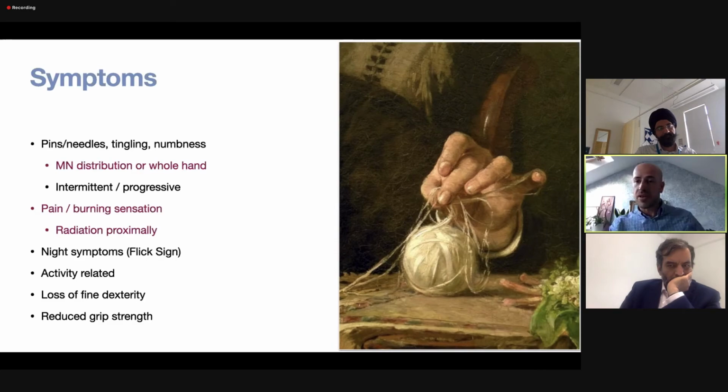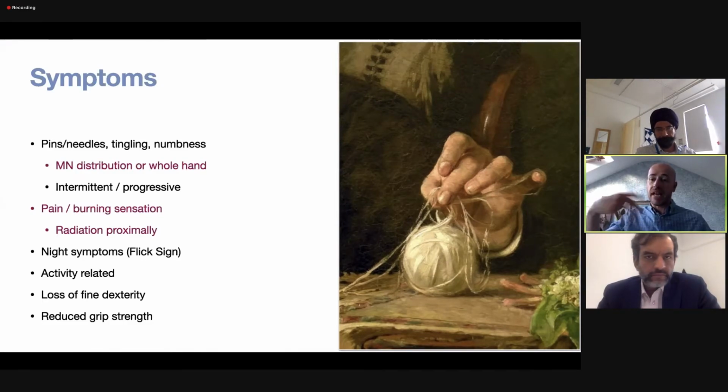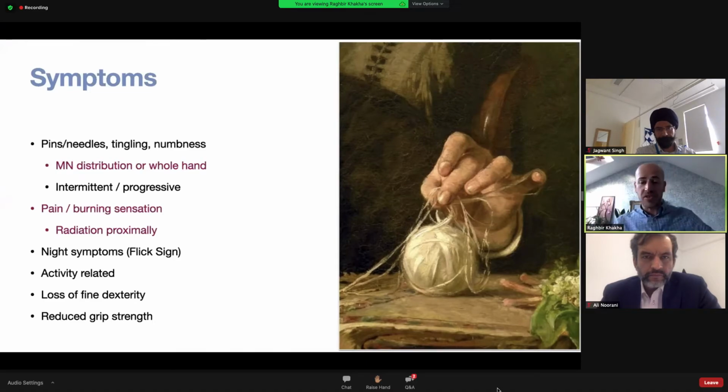Some patients describe ridiculous symptoms up to the forearm. So again, this is all acceptable within the whole carpal tunnel syndrome condition. Patients describe classically nighttime symptoms, such as when they wake up and they have to flick their hands. So it's described as a flick sign.